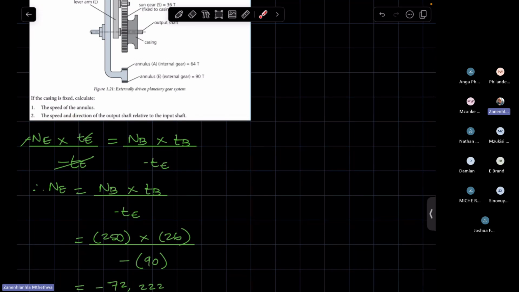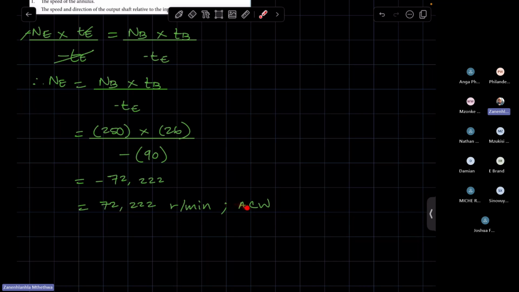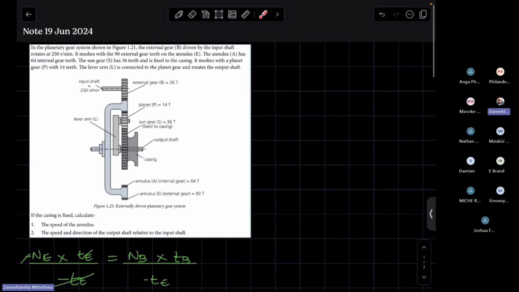So for number 2, in completing the third condition, this is going to be one of your assumptions. If you look at the statements, they said in the planetary gear system shown in figure 1.21, the external gear B driven by the input shaft rotates at 250 revs per minute. It meshes with the 90 external gear teeth on the annulus E. The annulus A has 64 internal gear teeth. The sun gear S has 36 teeth and is fixed to the casing. So that is one of the assumptions you are going to use in your third condition.